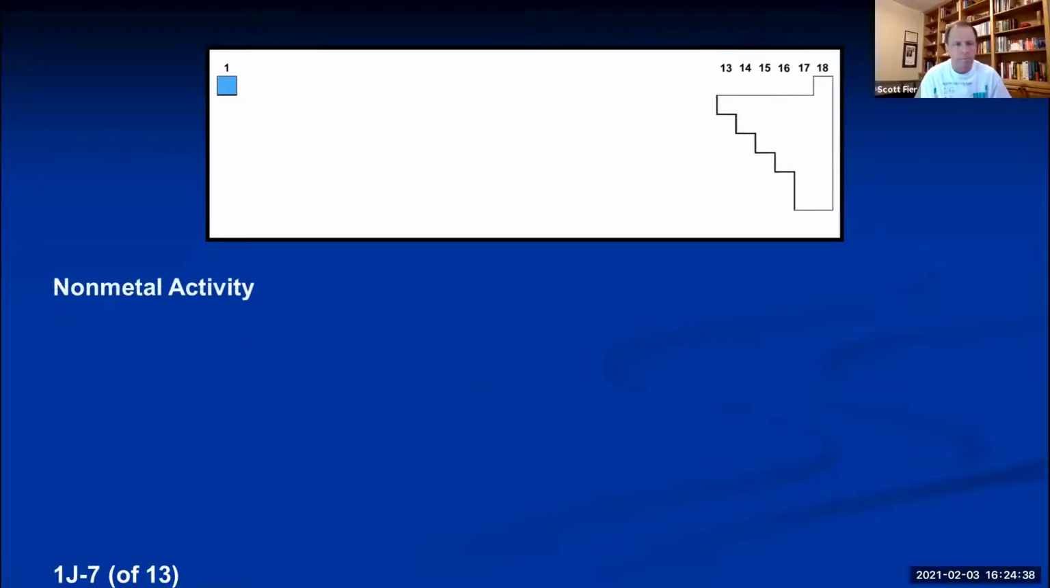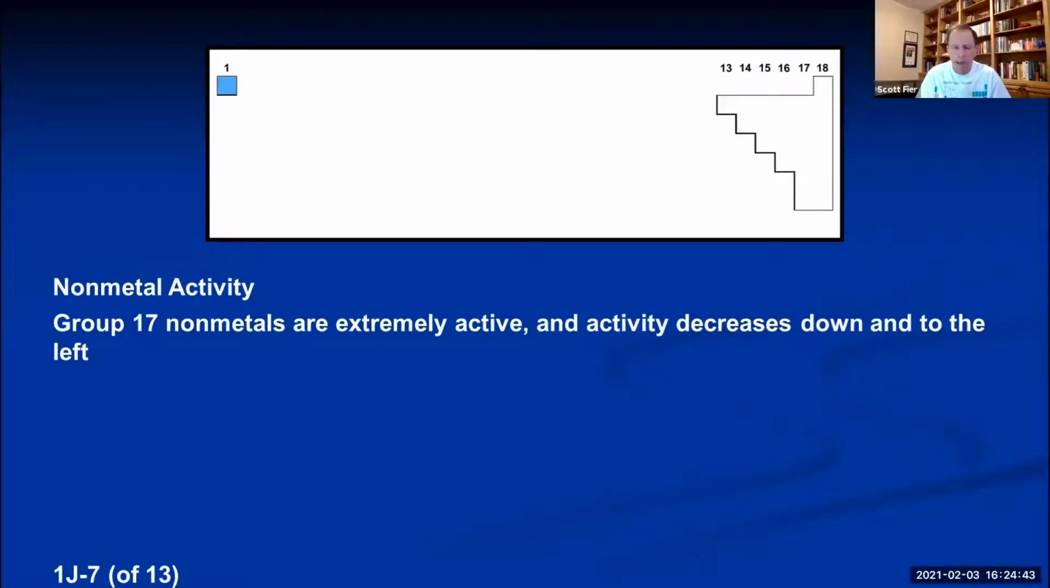Okay. Now, nonmetal activity. Group 17 nonmetals are the most reactive nonmetals of all, and then the activity decreases moving towards the left and down. So the group 17 nonmetals are extremely active, and their activity decreases going down and to the left. So if I color in the most reactive nonmetals in orange, this whole column is an orange column where this is the most intense orange color here. That's fluorine. That's the most reactive nonmetal. And the nonmetals decrease in their activity going this way.